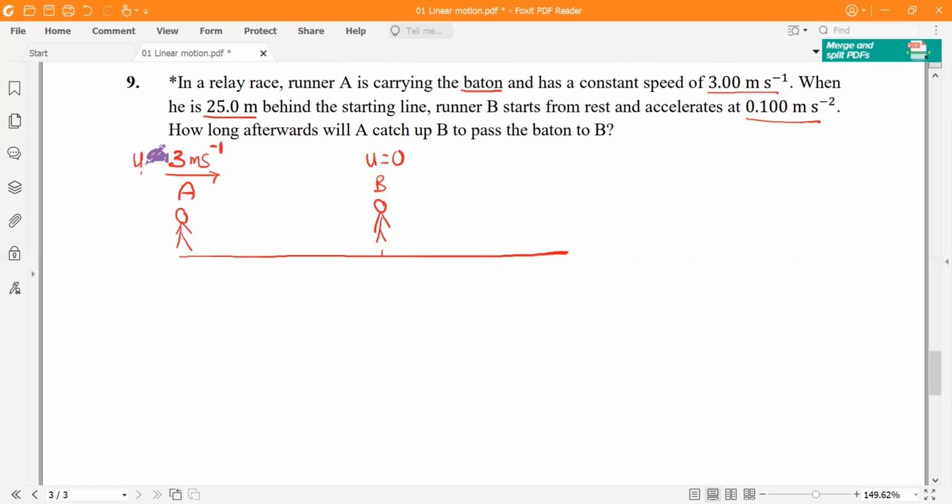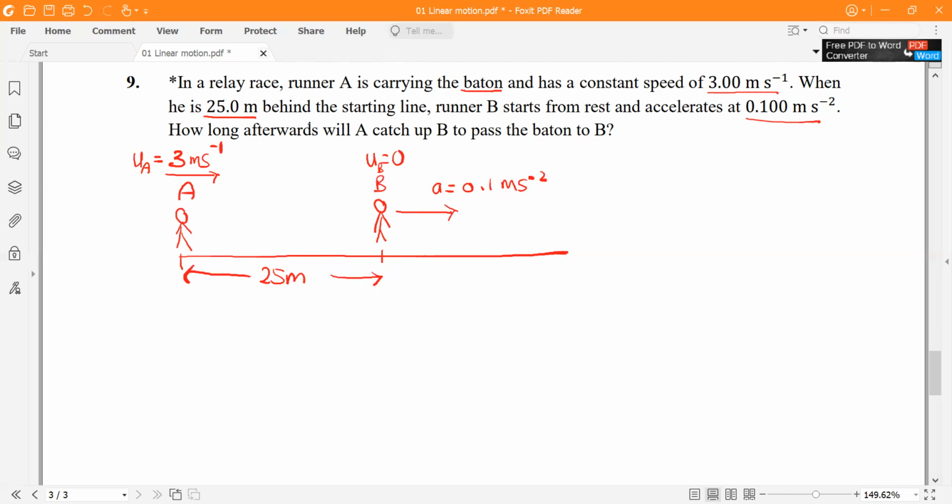So for A, the initial speed is 3. For B, the initial speed is 0, since B starts from rest and accelerates. So there is an acceleration for B, which is equivalent to 0.1 m/s squared. And we know that the distance between A and B is given: A is 25 meters behind the starting line. This is the initial starting line, so A is 25 meters behind.